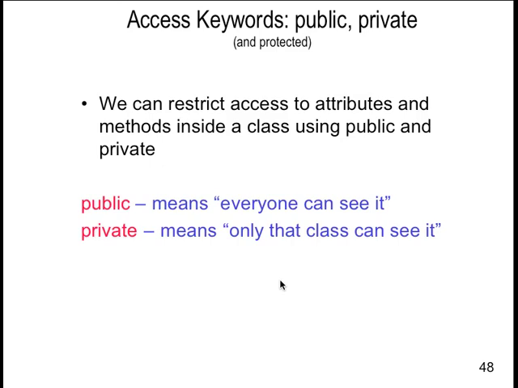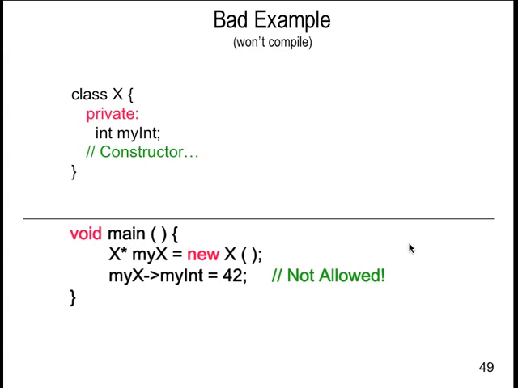So let's talk a little bit about the access keywords public and private. You can restrict access to the attributes and to the methods inside of the class using public and private. Public means everyone can see it, private means only the class can see it. So if we made cDog growl private, it stays inside of cDog. Here we have a bad example. It won't compile actually.